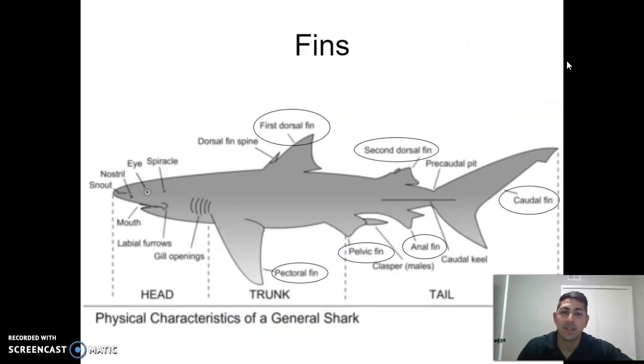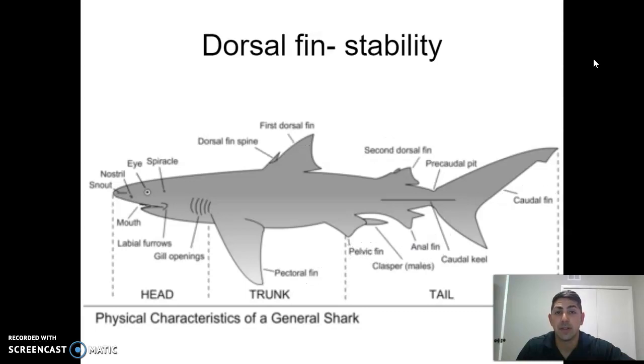All right, next we're going to be discussing a few of the fins. There's 5 different types of fins on sharks. The dorsal ones are actually counted as one single type. The caudal is another, the anal, the pelvic, and the pectoral. So let's go ahead and test your knowledge of all of this.